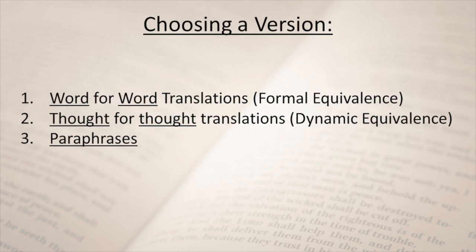And these are much less interested in the structure, the words, and accuracy as they are interested in how things might be conveyed or expressed today. Those would be versions like the Message. And so let's look at the difference in those. We're going to look at Romans chapter 1, verse 16 in three different translations.